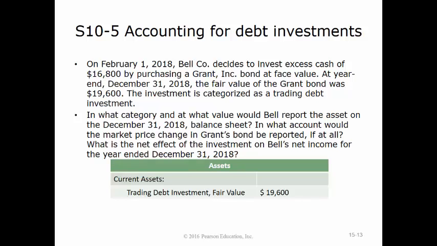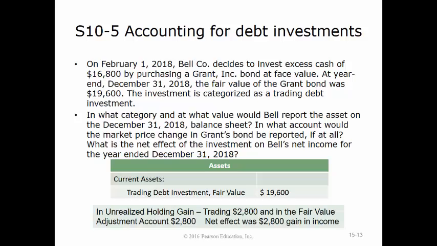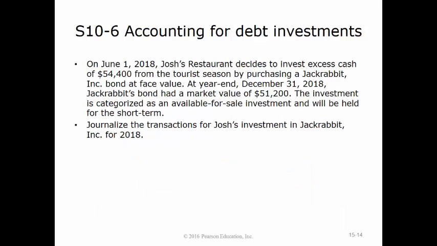The investment in the Grant bond would be reported in the current assets section of the balance sheet at the market price, fair value of $19,600. The market price change in the Grant bond would be reported in the unrealized holding gain and the fair value adjustment accounts at $2,800, which is also the net effect of the investment on Bell's net income for the year ended December 31st, 2018.